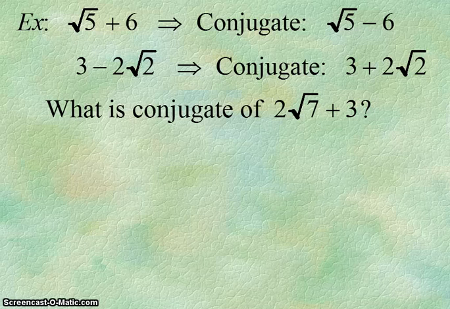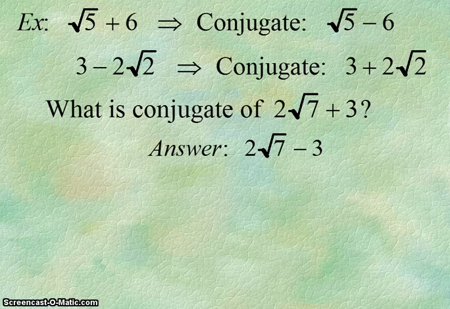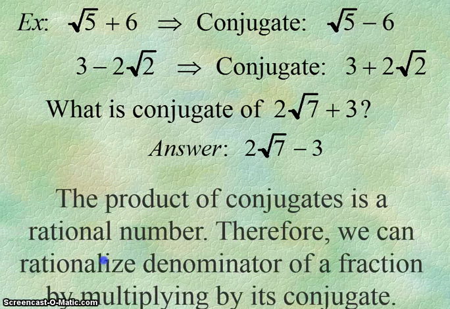So what would the conjugate of 2 square root of 7 plus 3 be? All you need to do is change the sign, and we get 2 square root of 7 minus 3. The product of a conjugate is a rational number. Therefore, we can rationalize the denominator of a fraction by multiplying.